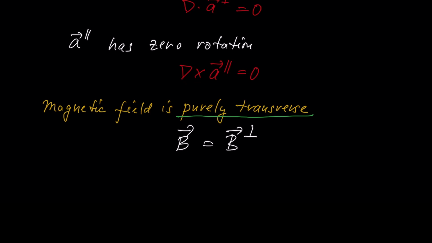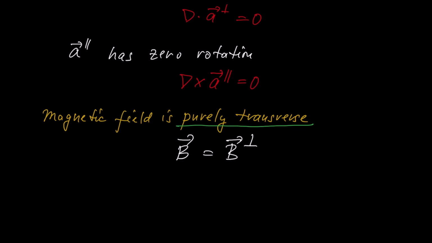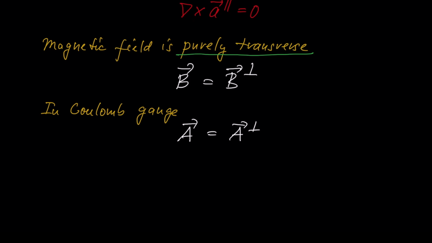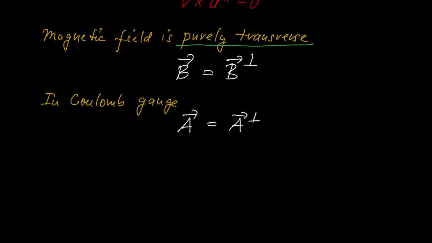And we also see that the way we defined the vectorial potential in Coulomb gauge, it is also transverse. In Coulomb gauge we also have the potential as a purely transverse quantity. Now what about the electric field? What about the electric field?